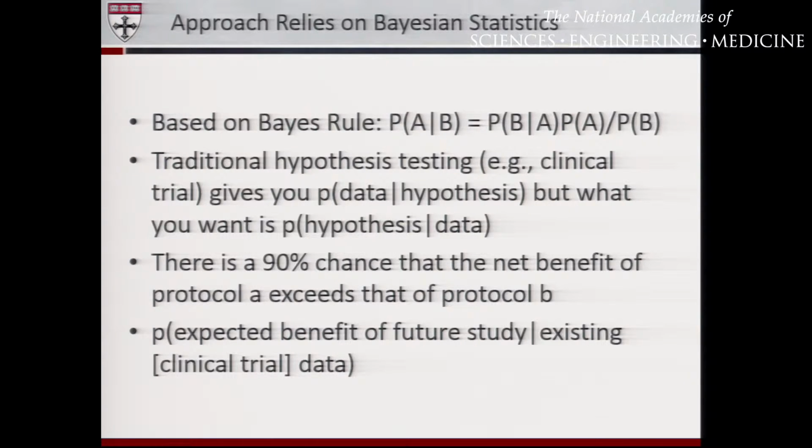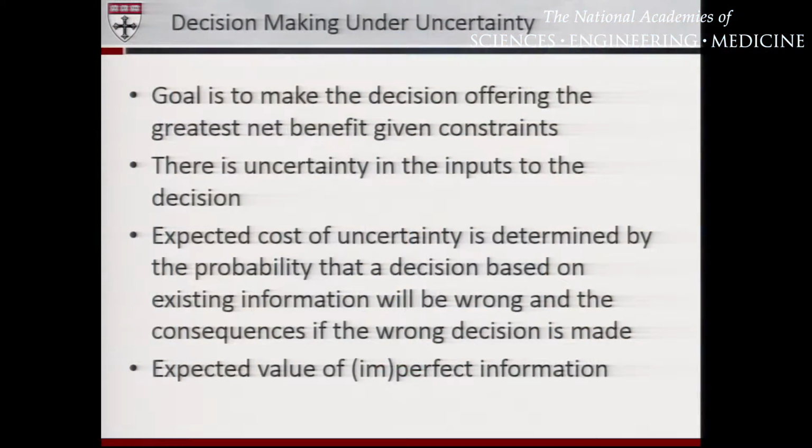So that's Bayes' rule. In the context of value of information, what we are essentially doing is calculating the probability of the expected benefit of that future study, whatever it may be, given what I know today, what the existing clinical data show you. So it doesn't matter what the decision is: buying a car, bringing a drug to market, going from phase 1 to phase 2, more in vitro versus in vivo, whatever it is, you want to make the decision that offers the greatest net benefit, of course, given some constraints. We don't have unlimited resources and that kind of thing.